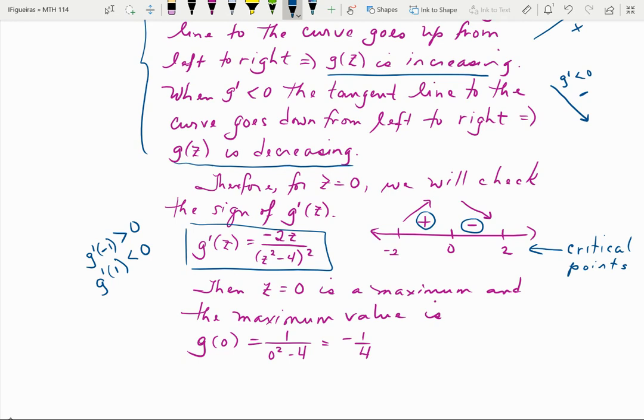So if you have a graph that is increasing and then decreasing, that means that z equal to 0 is a maximum, and the maximum value is the y value, in other words, g of z. So g of 0, when you plug into the original function, is 1 over 0 squared minus 4. So the maximum value is negative 1 fourth, and the maximum point is just 0, negative a quarter.